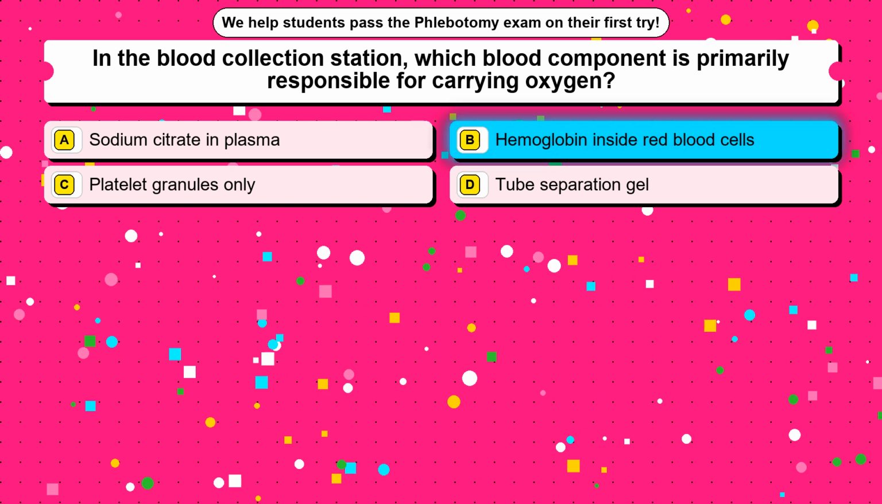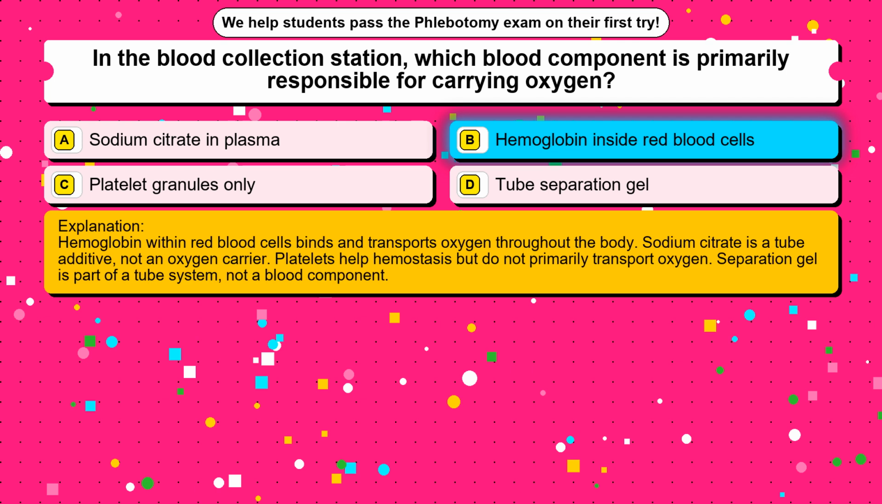The correct answer is option B. Hemoglobin inside red blood cells. Hemoglobin within red blood cells binds and transports oxygen throughout the body. Sodium citrate is a tube additive, not an oxygen carrier. Platelets help hemostasis but do not primarily transport oxygen. Separation gel is part of a tube system, not a blood component.